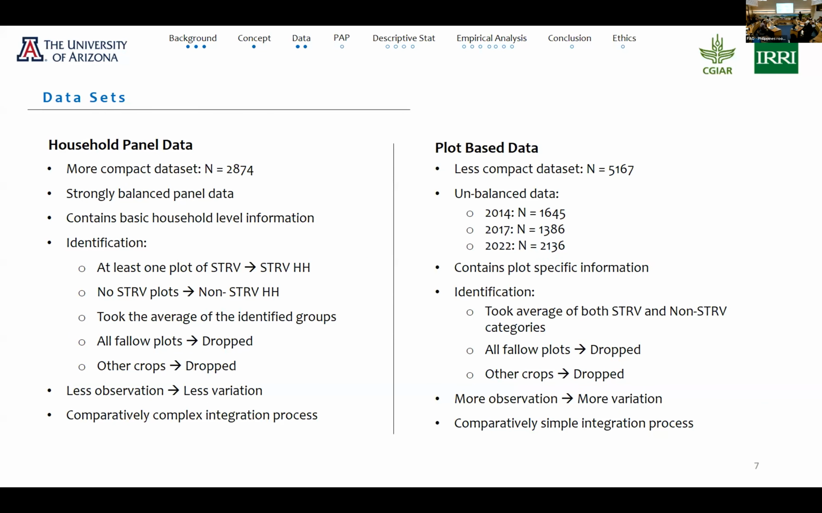The household panel data is a strongly balanced panel, with 2,874 observations, and it has information on household-level characteristics. But the plot data is not balanced. It is a very unbalanced data set because, as I mentioned earlier, at the beginning we didn't plan to collect information on the GPS of the plot, so it has changed over time, as you can see here. The plot information gathered many other characteristics which we use in our estimation as well.